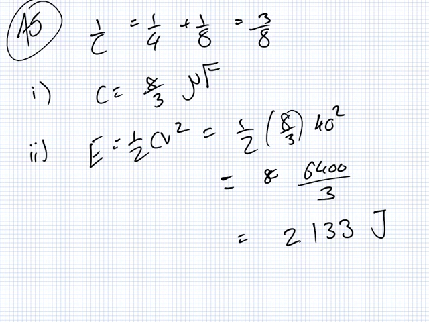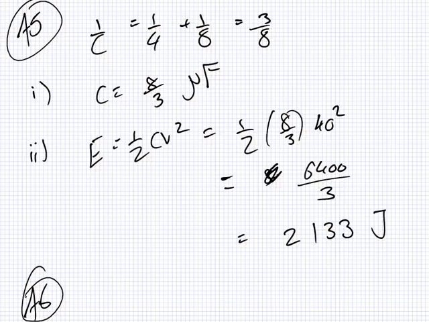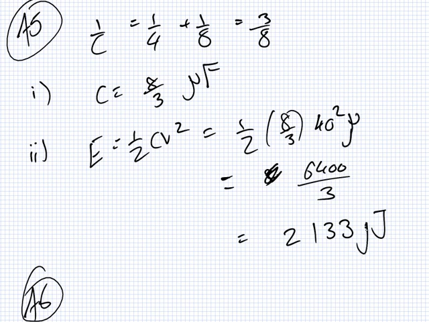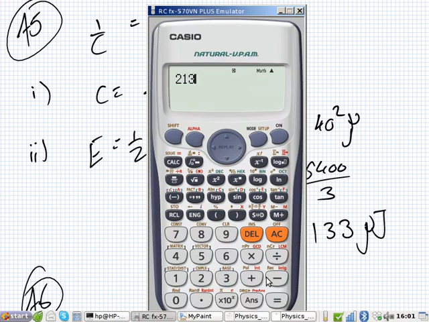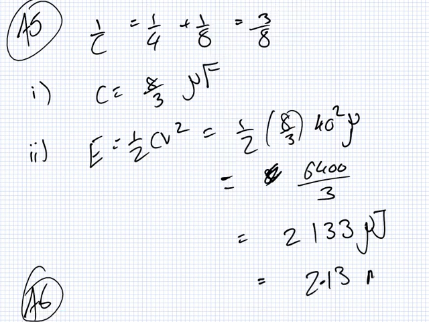This is fine? Yeah. Easy peasy. We didn't change to micro. Well done. We never put in the micro here. So this is a micro, so microjoules. Which, I suppose you could probably change into milli. 2133. Yeah, 2.13 millijoules. Okay, next.